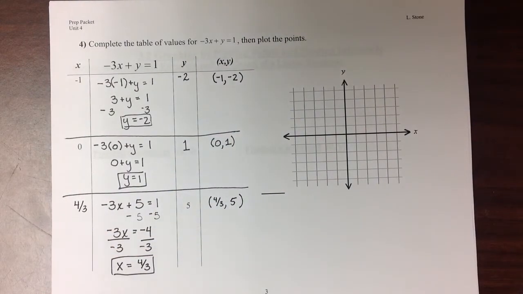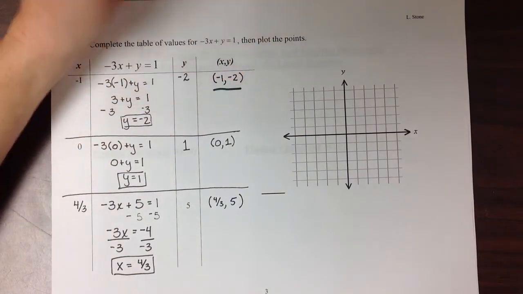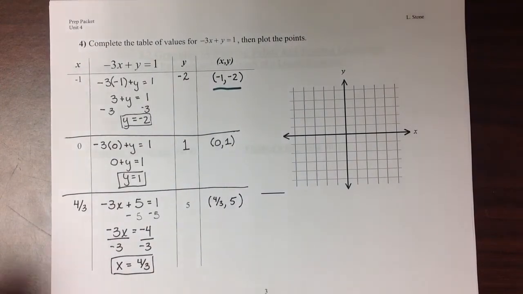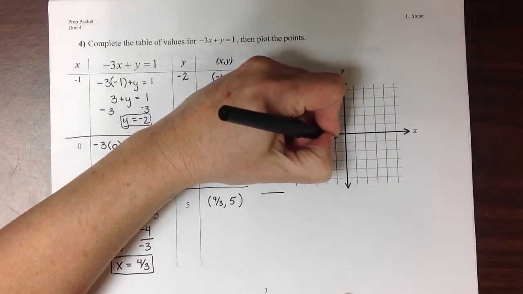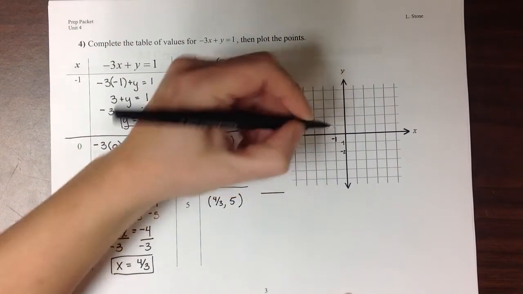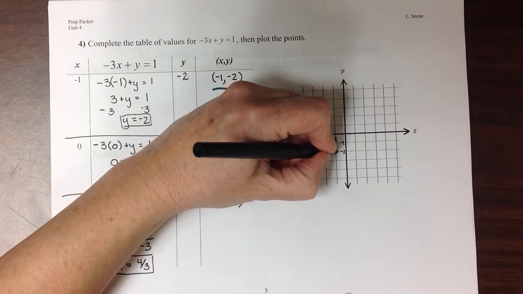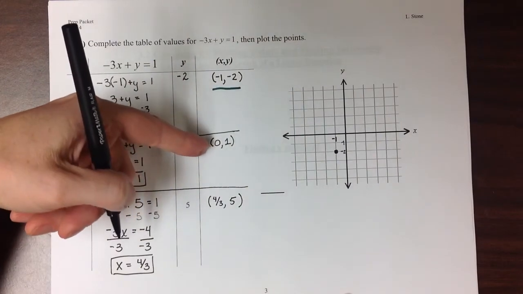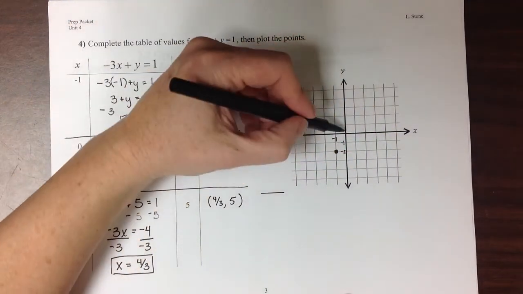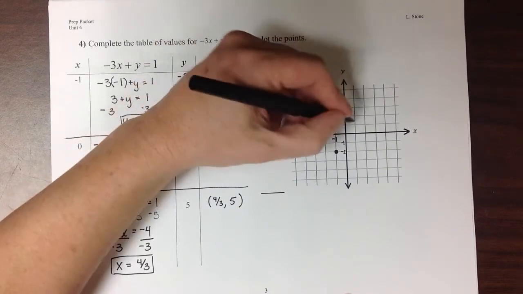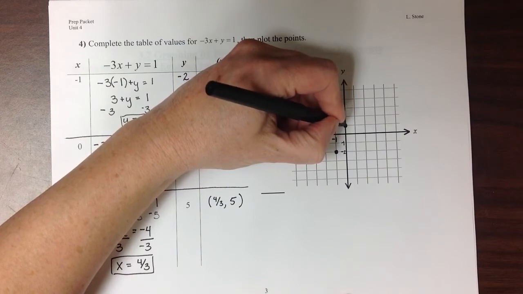The next thing that we're going to do is put each one of these points onto our graph. So first we'll plot the point -1, -2. I'm going to do that by coming out to -1 on my graph and then down to -2. And there's my first spot. The next one is found at 0, 1. So I'm not moving at all on the x-axis. I'm staying right here at the origin and then going up 1 on the y-axis.